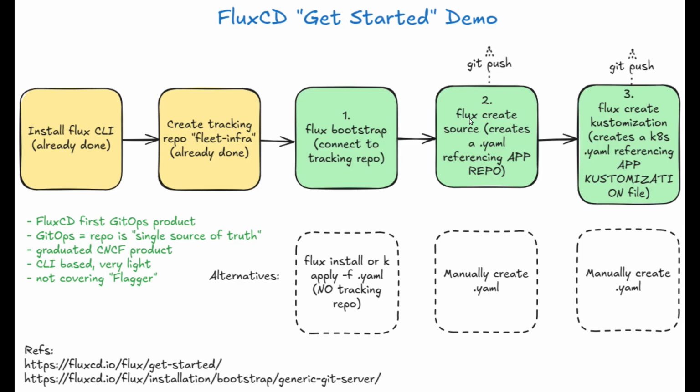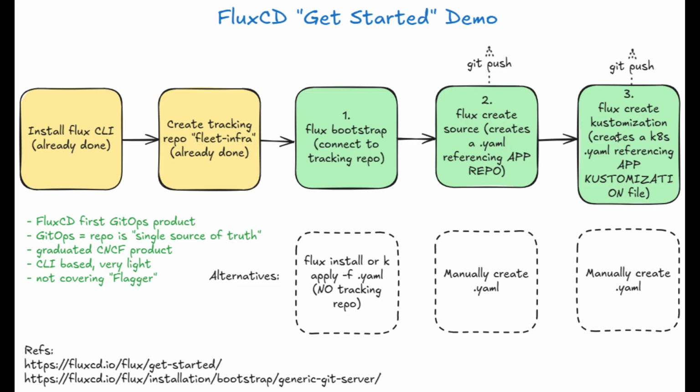First, we're going to use a flux create source command. Now, what is a source? A source is where you're referencing the app repo. So flux create source will reference the app repo. Well, actually, to do that, we're going to create a YAML, a manifest, and we'll push that as well.